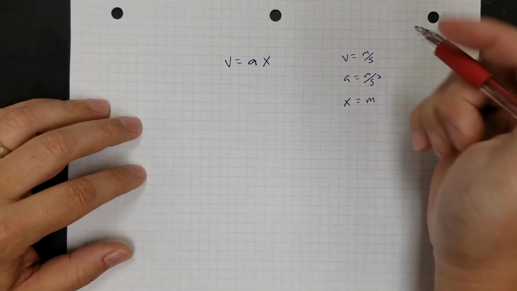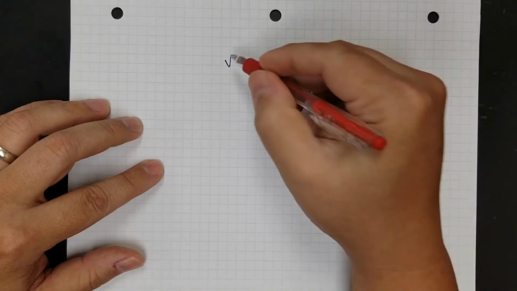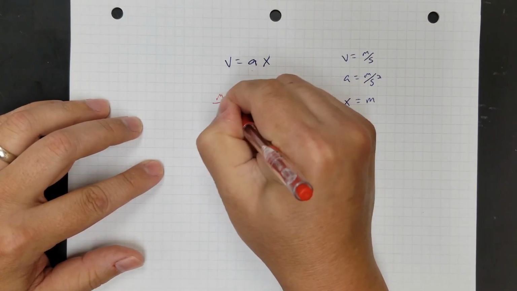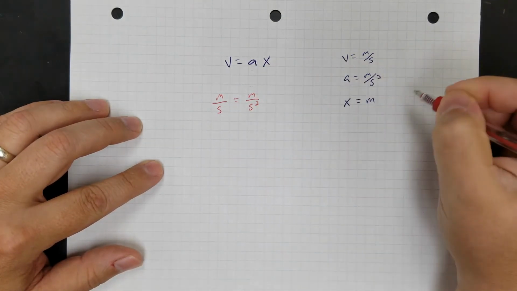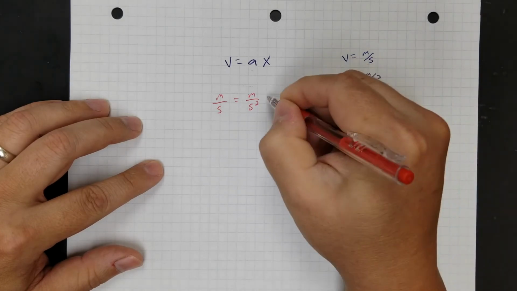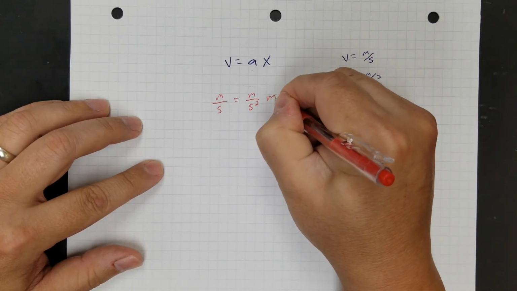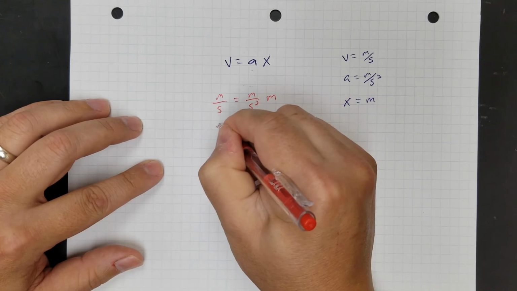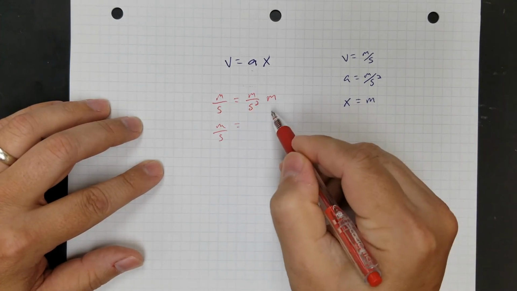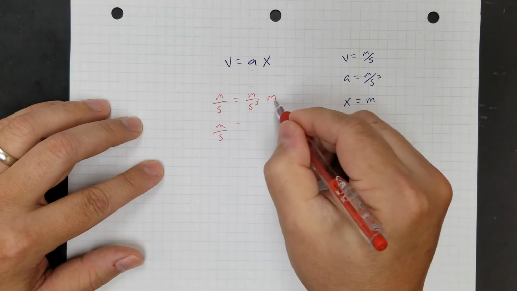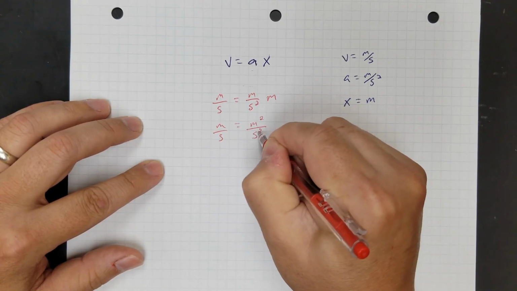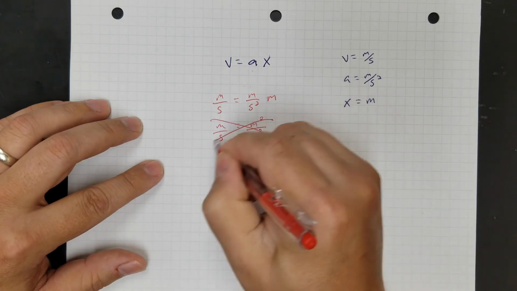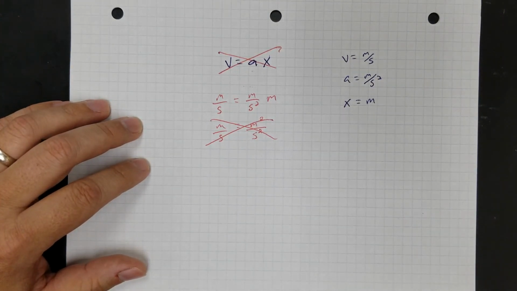Okay, so let's check this out. Velocity, that's meters per second. Acceleration is meters per second squared. And x is distance, so x is going to be meters. Okay, so let's see if this works. This is meters per second over here, so this should cancel out. Oh no, I already see there's a problem, because meters times meters is going to give me meters squared over seconds squared. So this equation does not work.